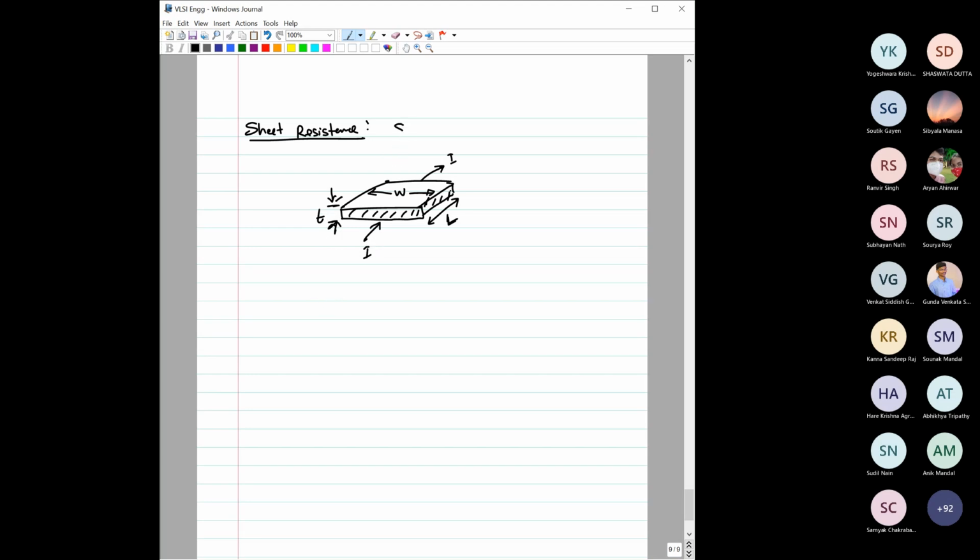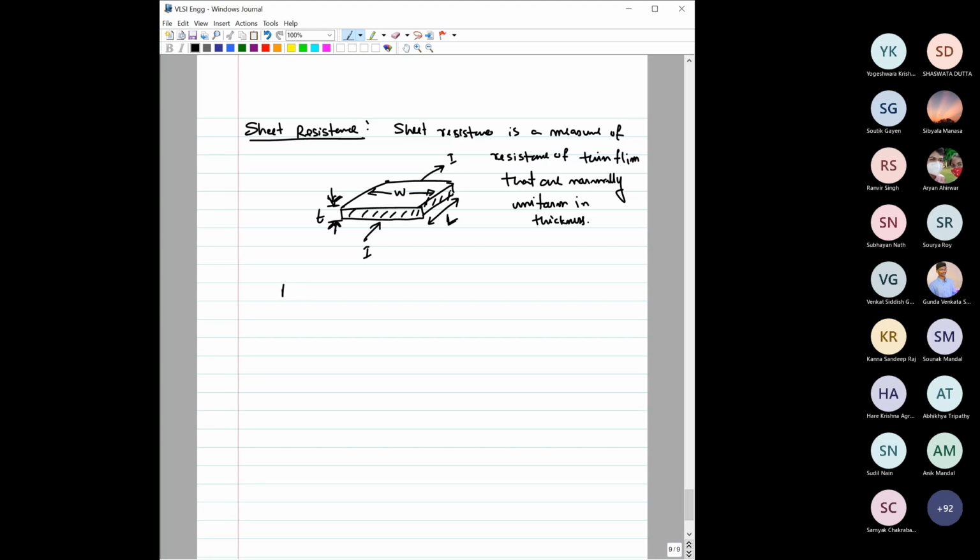So what do you mean by sheet resistance? Sheet resistance is a measure of resistance of thin film that are normally uniform in thickness. Okay, so it is expected that this thickness is uniform, meaning throughout it is T, right?